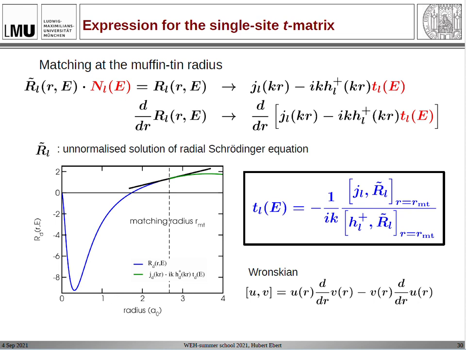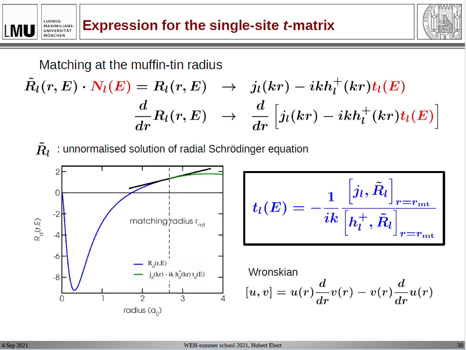So if you calculate this object here, at that point you see immediately you don't need the normalization for the radial function, because this shows up at the top and at the bottom, and so whatever your normalization for the radial function is, it will drop out. And so this allows us really to get the T matrix.